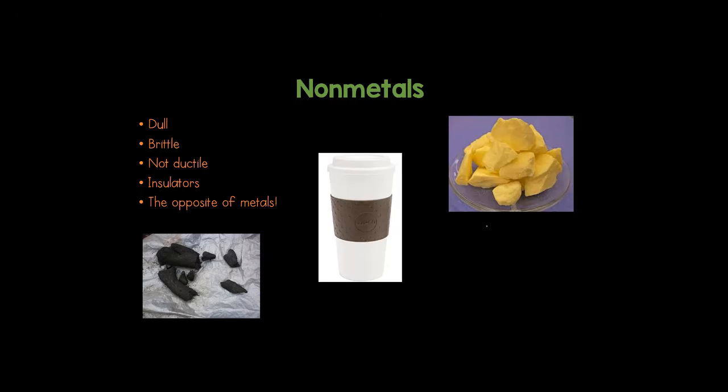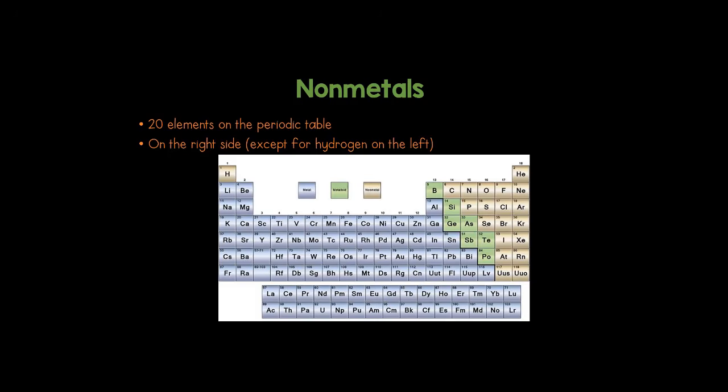So let's take a look at the periodic table. Except for hydrogen, which we talked about earlier, which is over here on the left, it's a nonmetal. All the rest of the nonmetals are found over here on the right side of the periodic table. You can see them right here. So be sure to color in the nonmetals on your periodic table.